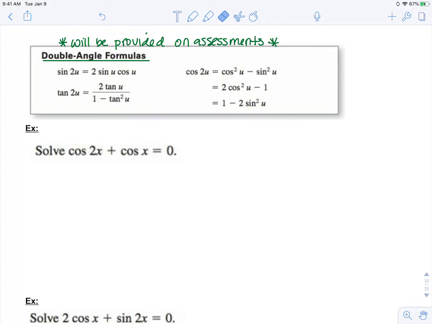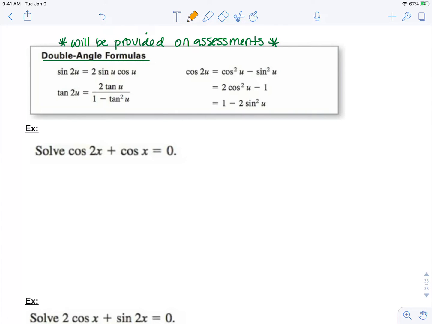Now we're getting into some more trig identities that will be used to solve equations. So note, I will provide these double angle formulas for you on assessments. You don't need to memorize them, you just need to be able to use them. However, the Pythagorean trig identities you need to know.